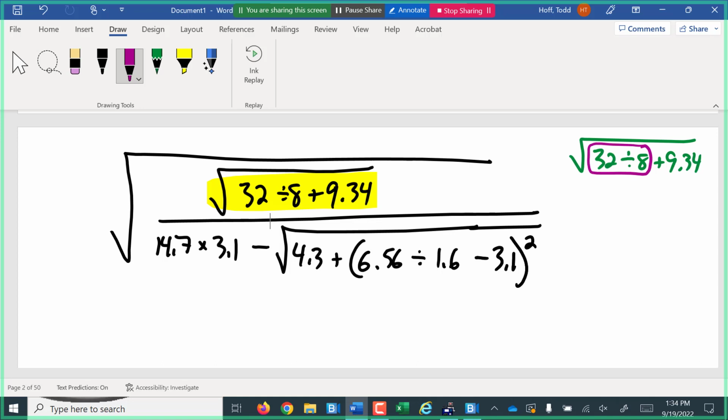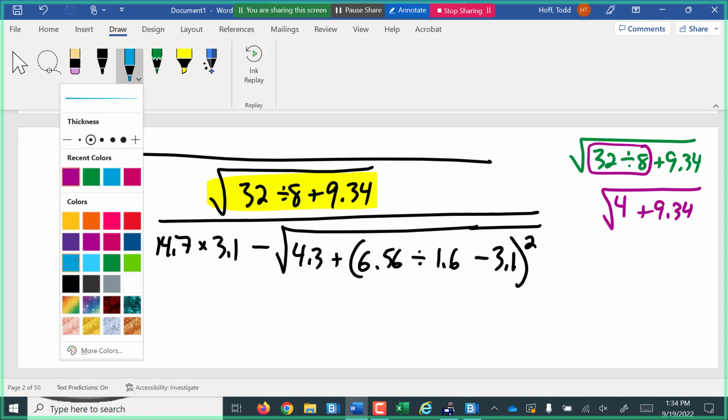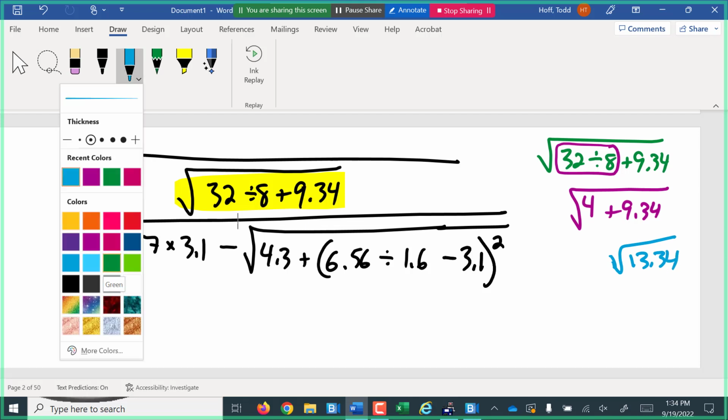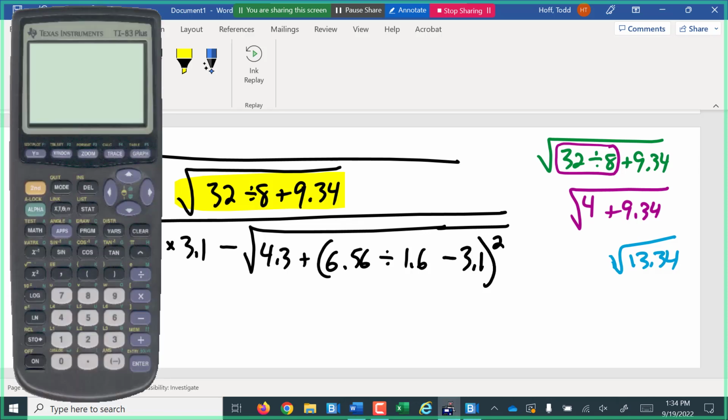What's 32 divided by 8? 4. Good. And then we add, so 13.34, and then square root. So the square root of 13.34 is not going to work out to be a nice number if I remember correctly. It does not. Now, we said we want our answer to the nearest thousandth, and we're going to stick with that on this problem too.